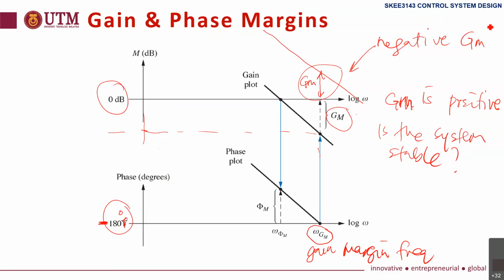Then we have phase margin. How can we determine phase margin? First, we look at 0 dB. This is the point where the magnitude crosses 0 dB. This is called omega phase margin, the phase margin frequency. And we look at the phase, and this is the phase margin. It is the difference between this and 180 degrees. This is phase margin. Not this value. It is the difference between 180 degrees and the phase here. That is phase margin.